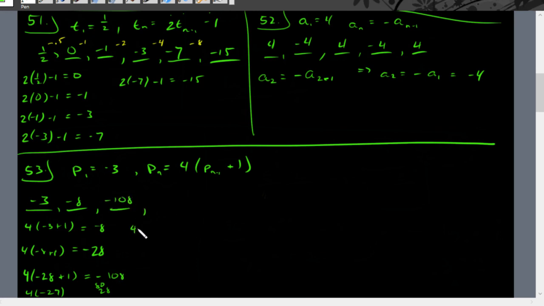This is negative 27 times 4. So I'll just try to do this in my head. 4 times negative 27. So 7 times 4 is 28, and then 20 times 4 would be 80. So negative 108. Alright, let's go with that. So then we've got 4 times negative 108 plus 1. Oh my god, why did you do this? So that's negative 107.